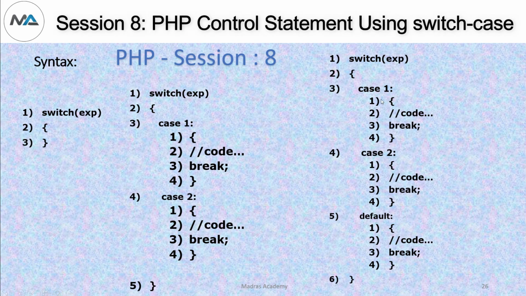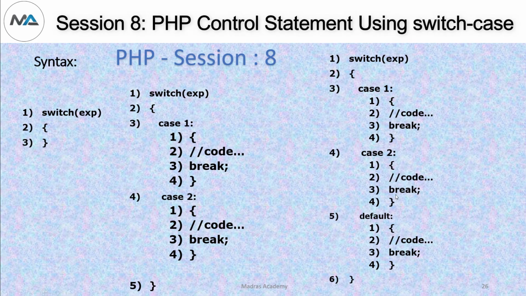Without the break keyword, if I write this code, see, if I have an expression value 1, it will enter into this block. This 1 and the case value 1 are equal, right? So it will enter into this block. If I don't have a break keyword, it will execute this code, and it will continue to execute the second case value also. It won't break the program. It will continuously execute the next case.